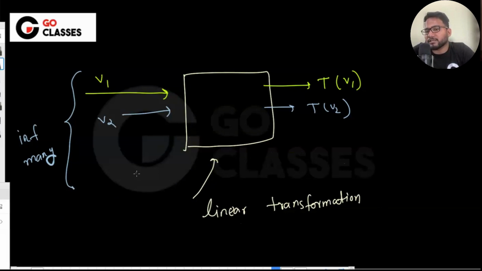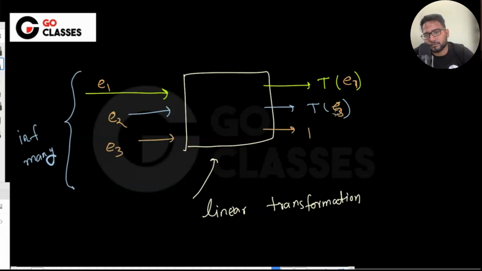What are those minimum number of vectors? Those are the basis vectors. Which means suppose I do not know what the closed form is, but still I know one thing. Suppose I just know that E1 goes to T of E1, E2 goes to T of E2, and let's suppose there are three basis vectors, and E3 goes to T of E3. Now, can you tell me the linear transformation in its entirety? Yes, you can tell that the linear transformation matrix is this.